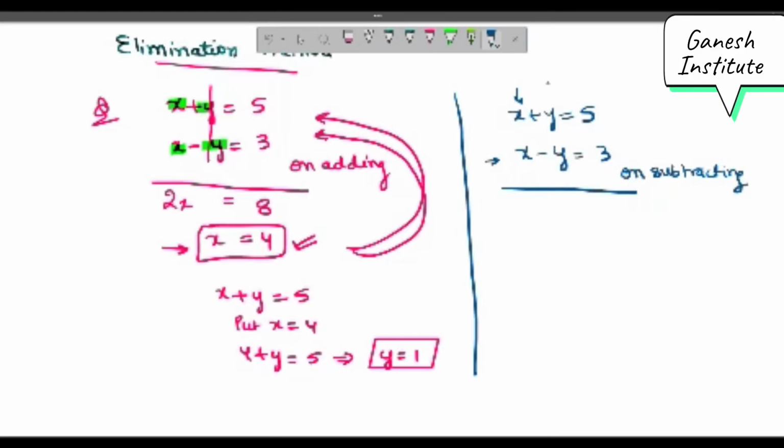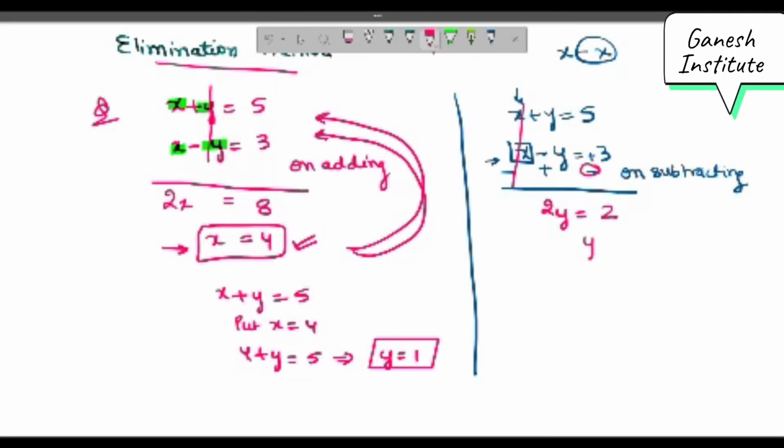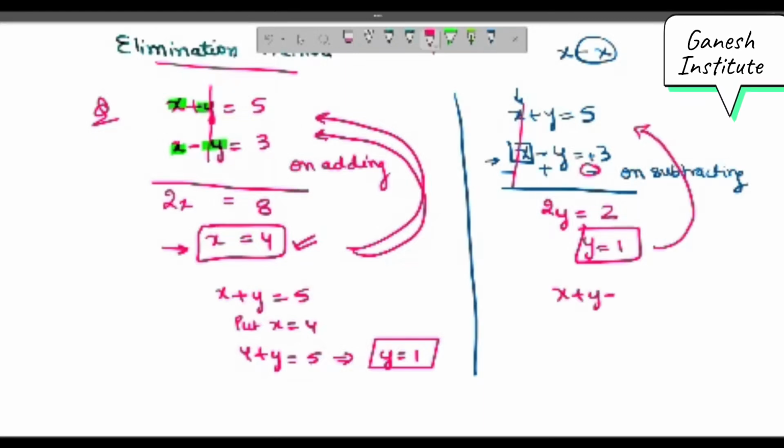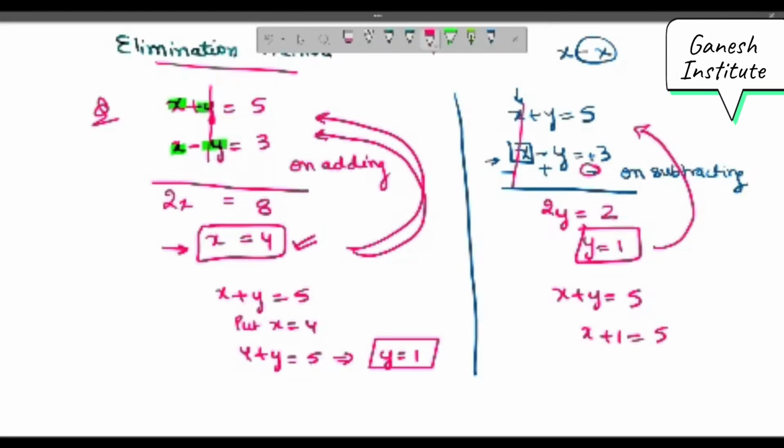So when we subtract, the sign changes, right? The second equation will have the opposite sign. If it is plus x, it will become minus. If it is minus y, it becomes plus. If it is plus 3, this becomes minus. So this way x got eliminated, and then 2y equals 5 minus 3. Now you have to see the new sign. 5 minus 3 is 2, and hence y becomes 1. And then again you substitute into any of these equations, and your x becomes 4.